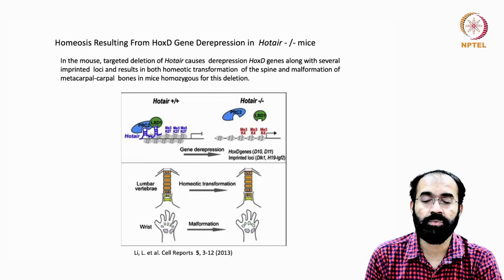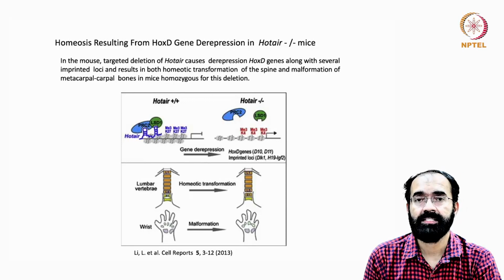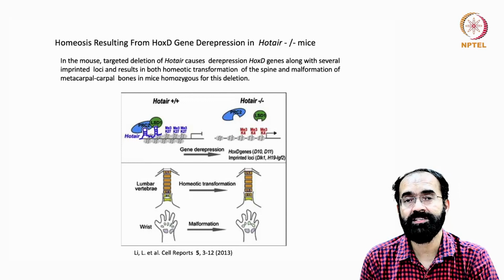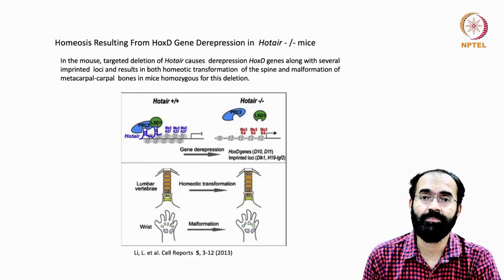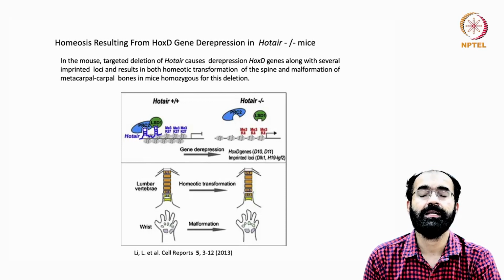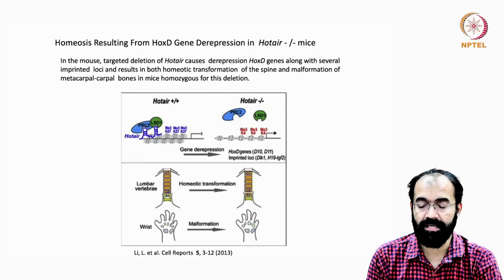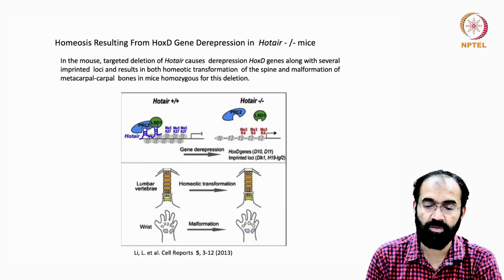So the credit goes to the absence of a single non-coding RNA, HOTAIR. Now you can imagine if HOTAIR was missing from the entire organism. This was a conditional deletion. It was deleted only in certain parts of the body. So this is from a published paper. So you can read this research article if you want to know more about it.